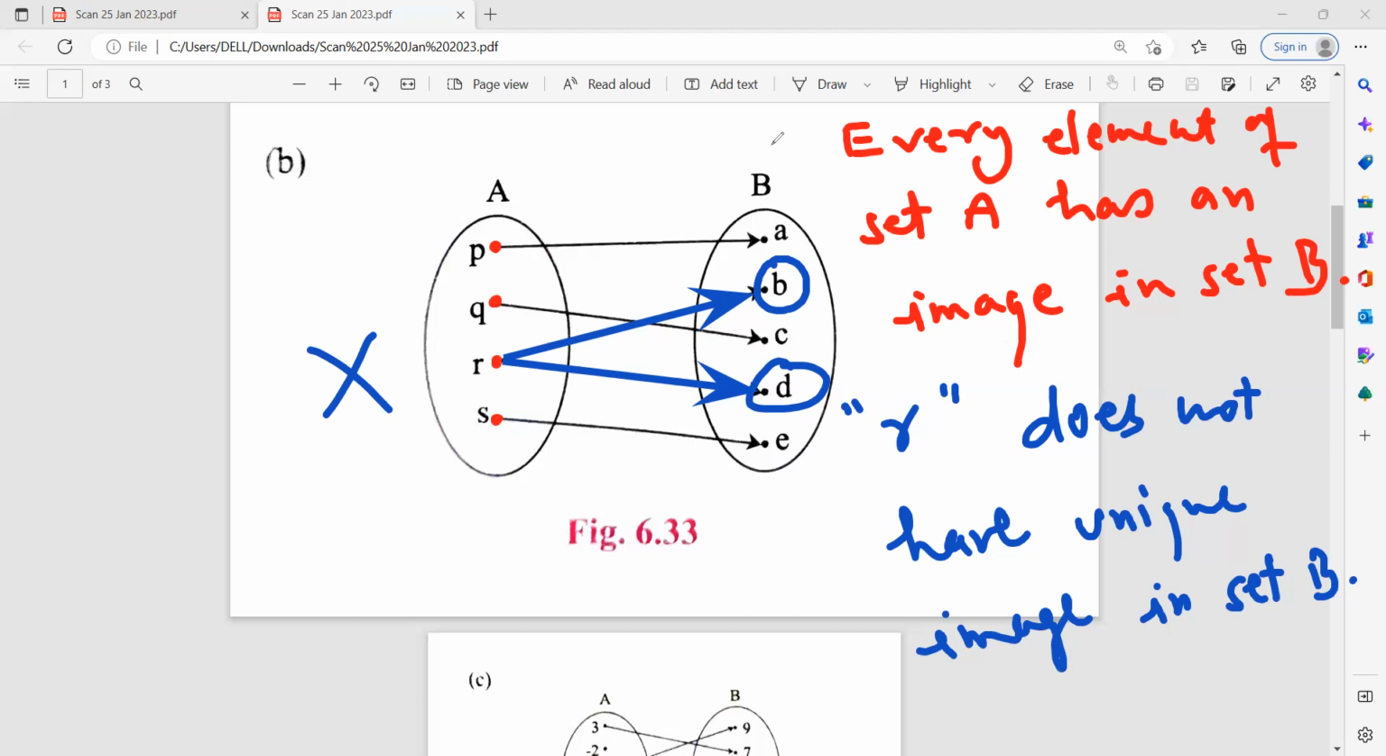Got that? So the first condition was satisfied, but the second condition was not satisfied. What was the second condition? That every element should have a unique image. So from set A, I will write here, the element R does not have a unique image in set B. I hope it's clear to you all.